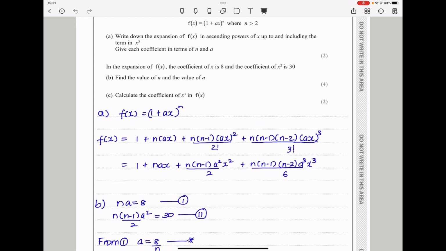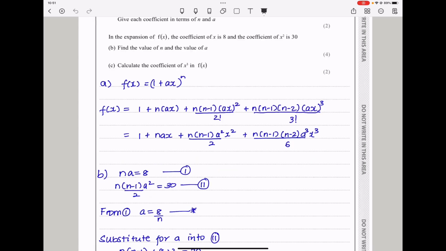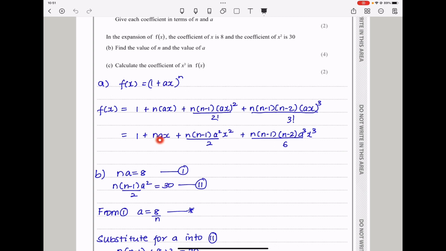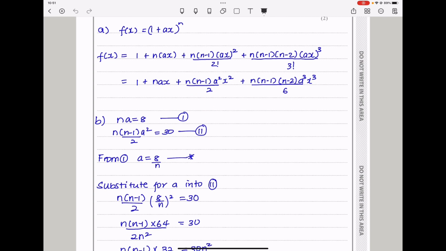For part B, they say, in the expansion of f of x, the coefficient of x is 8 and the coefficient of x squared is 30. They want us to find the value of n and the value of a. If we can see, the coefficient of x is na, so this is equal to 8. And the coefficient of x squared is this one here, which is that, and it's equal to 30. So we have two simultaneous equations. Using this equation to make a the subject, I get a is equal to 8 over n. Now I'm going to substitute for a into this equation too.